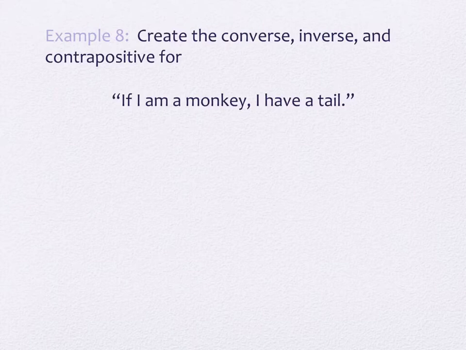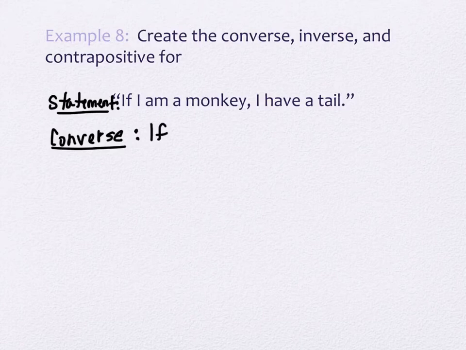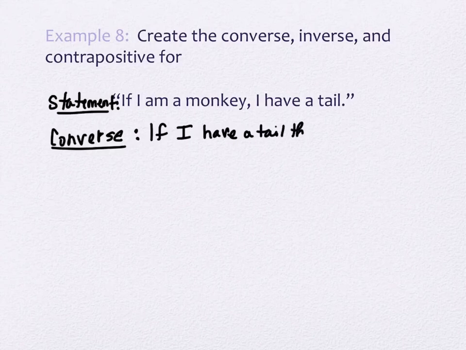So we have our original statement. If you're lining this up, this is the original given statement. And we're going to start with the converse. So what did the converse do when you're comparing it to the original statement? It flips the order. So we're going to keep the if at the beginning. You do not move the if as you're doing this. If stays at the beginning, okay? So all the statements are going to start out if. But if I change the order of the statement parts, what would come next? If I have a tail, then I am a monkey.